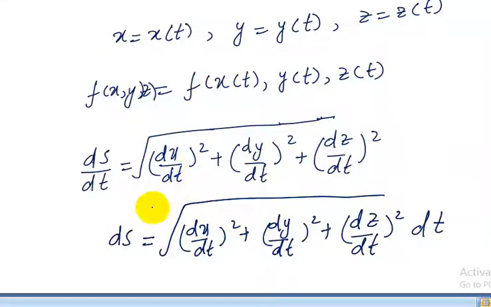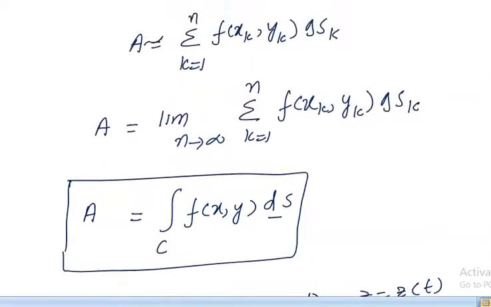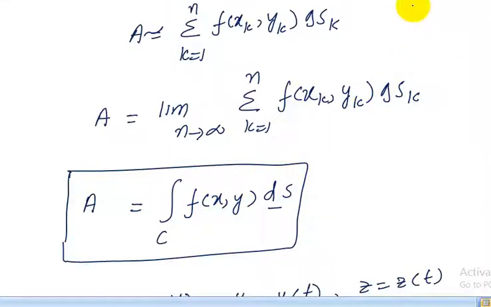Now we solve some problems related to line integral. Remember, this line integral is with respect to arc length s. We can also find line integral with respect to x and with respect to variable y.